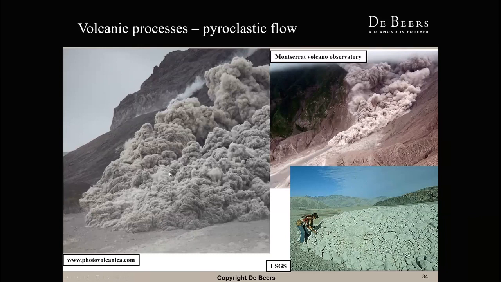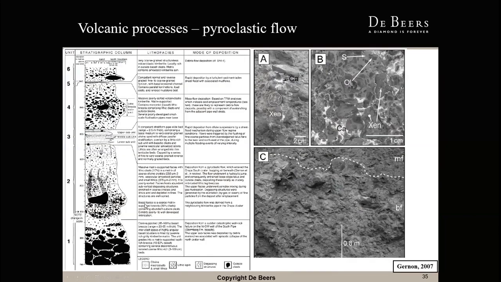They usually form either from a column collapse or from a lava dome collapse, which of course is not relevant in kimberlites, but definitely from column collapse. And you do see these features in kimberlites. Here is an example. If you look at unit 2 on the left-hand side here, this is a pyroclastic flow deposit that was mapped in the south crater of Orapa.